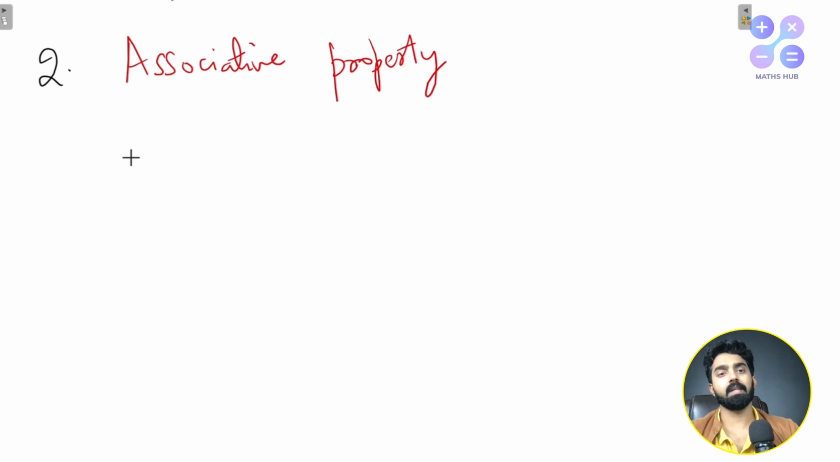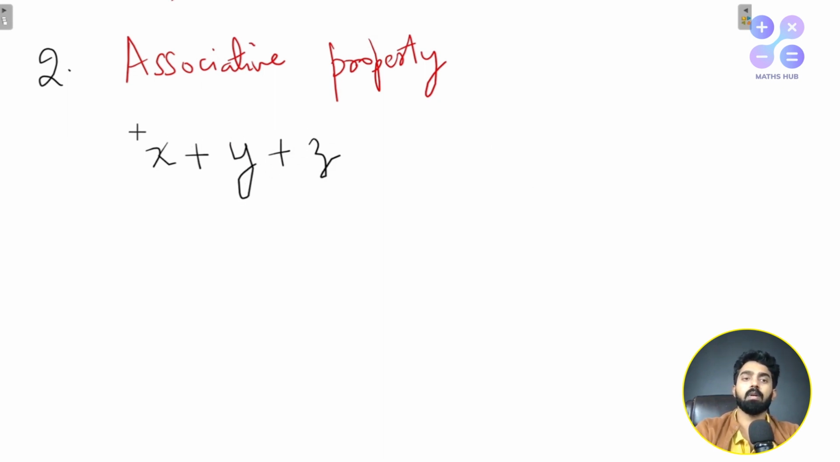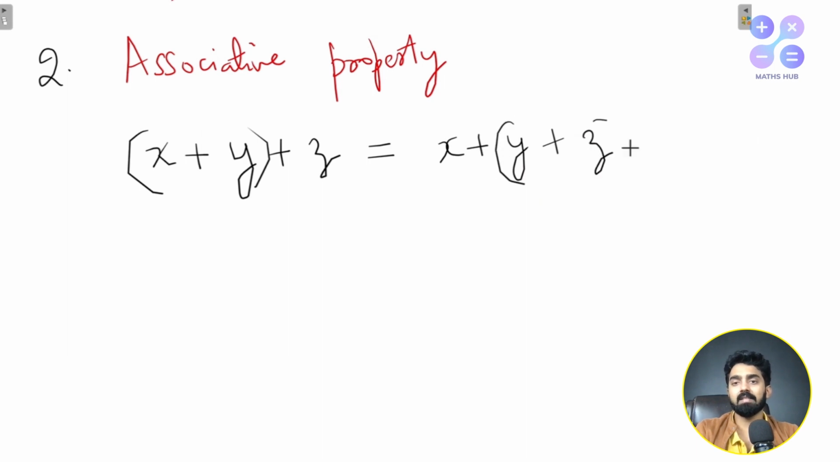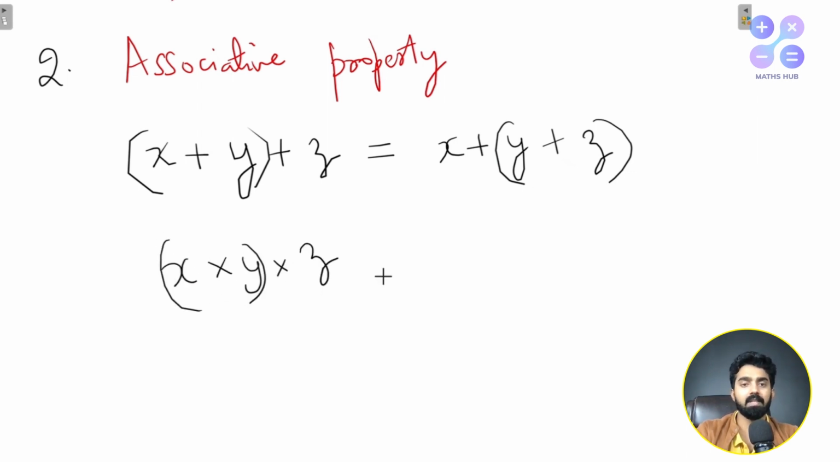So the associative property tells us that you can group numbers in whatever way you want and you still end up with the same answer. So you have x plus y plus z. You can either group it as x plus y first and then add z, or you can group y and z first and add it, and you still end up with the same answer, right? And the same applies for multiplication as well. So x times y times z, you group these two first, or you group the other two first, you'll end up with the same answer.